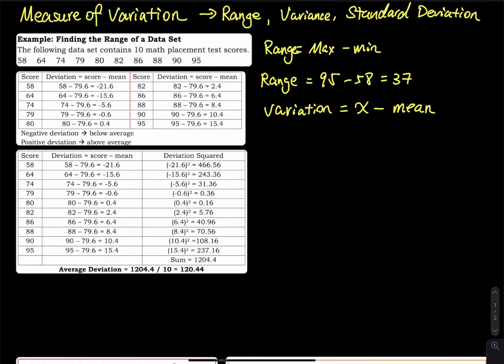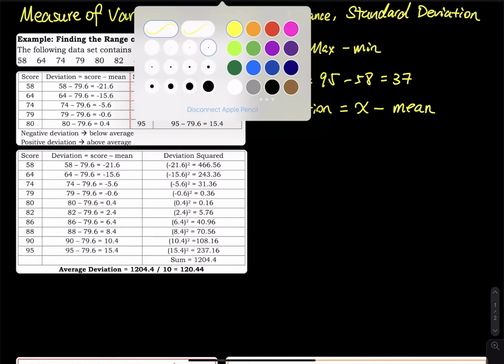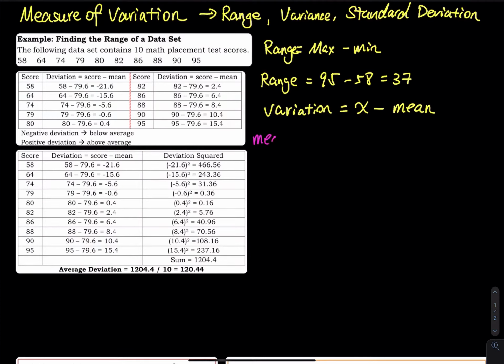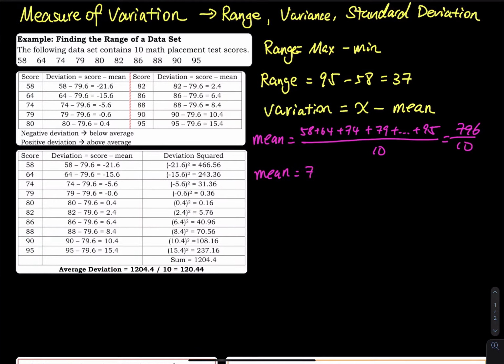Since we talk about the mean, we have to find the mean. So how do you find the mean? The mean is equal to the sum of all the data divided by the 10 entries. So 58 plus 64 plus 74 plus 79, and we keep going until we reach 95, divided by 10. The sum is equal to 796, divided by 10. So the mean is equal to 79.6. What does that mean? The average score is 79.6.